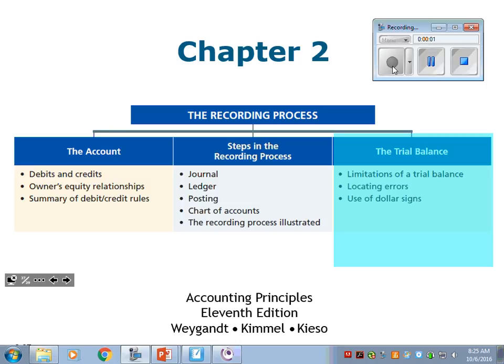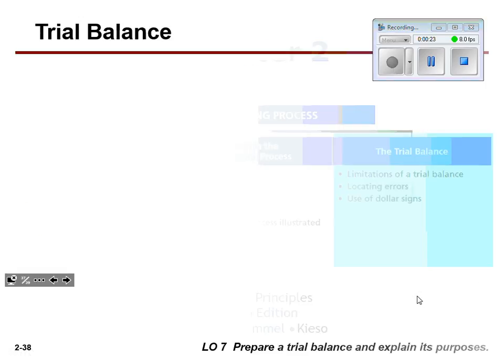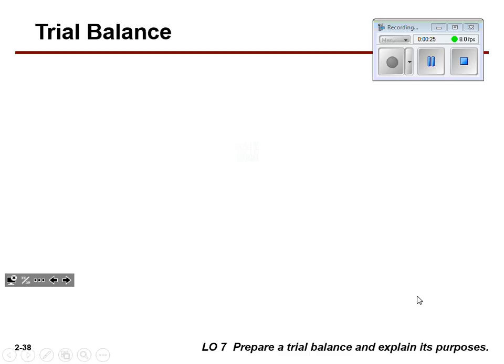Okay, so as we get into our last section of Chapter 2, we're talking about the trial balance. And it's really simple. It's basically if you can find numbers in one spot and move them to another spot, you're good to go. So here's what you need to know about a trial balance, which you already probably have in your notes.